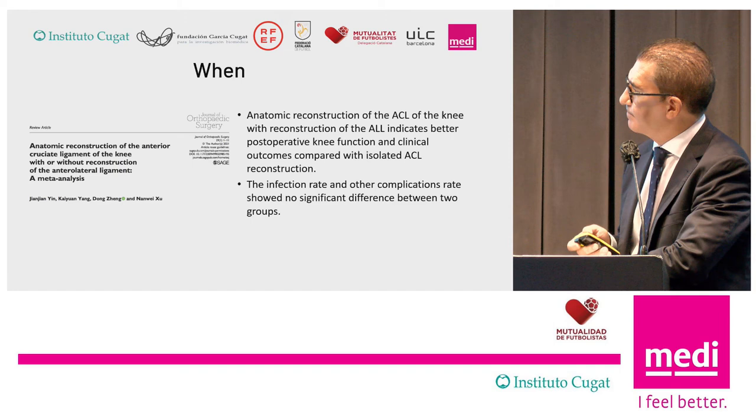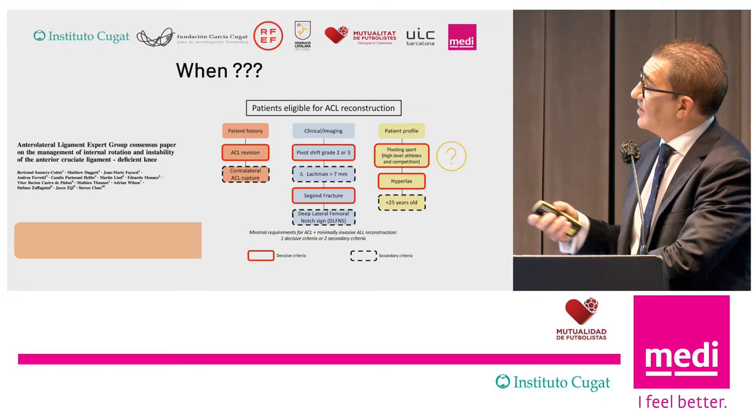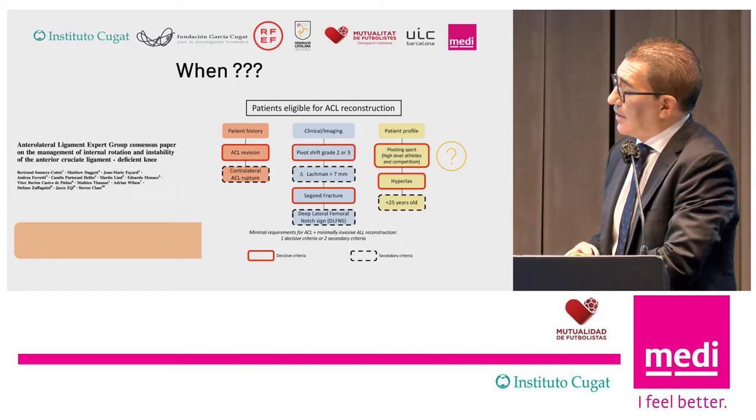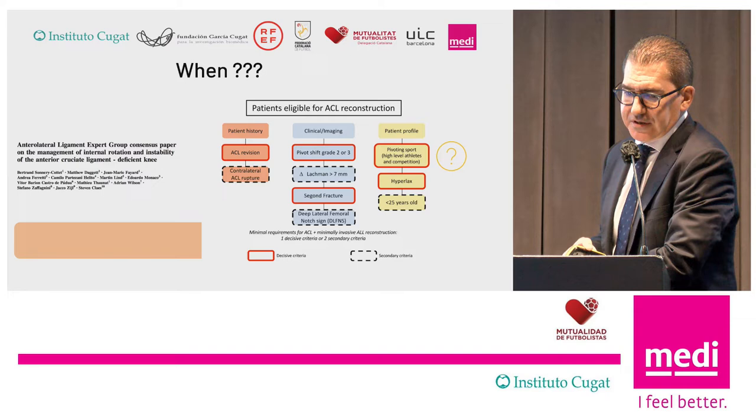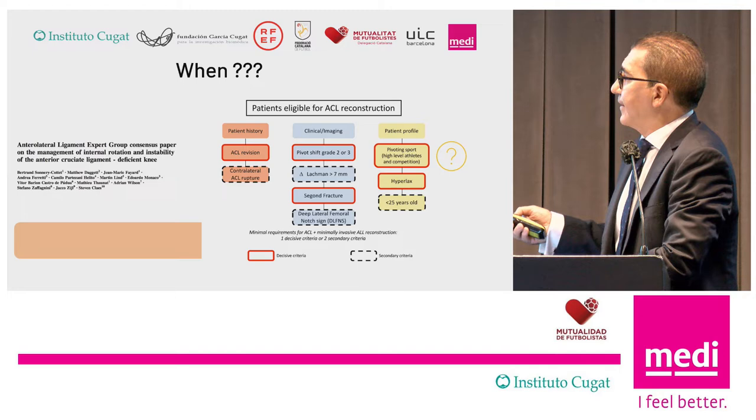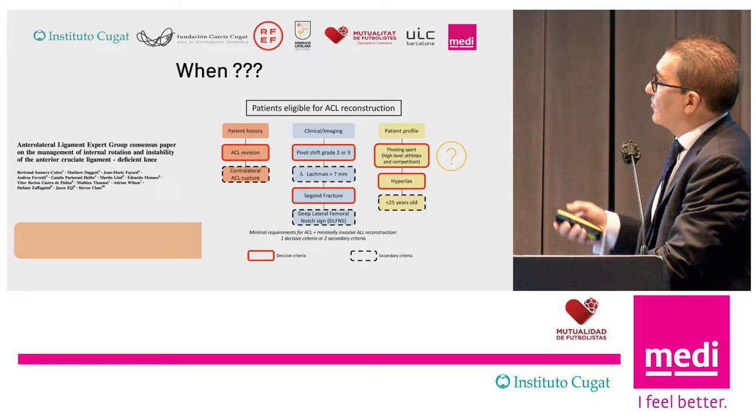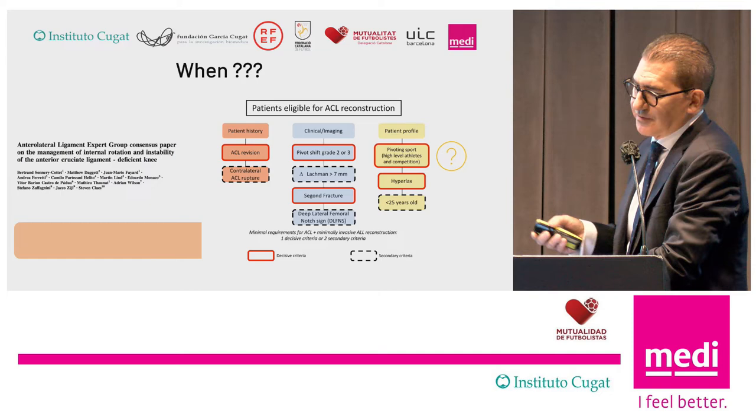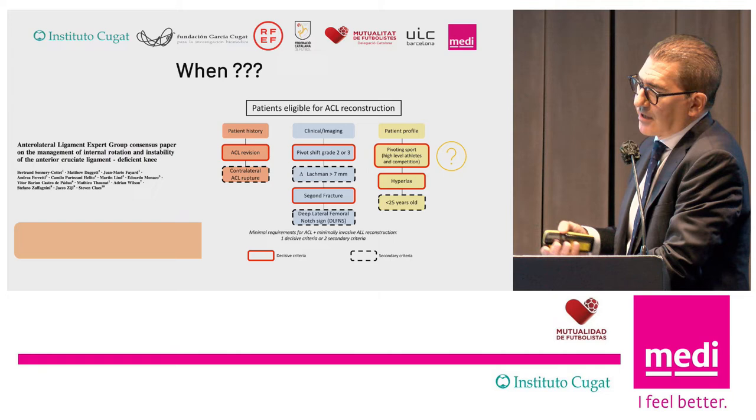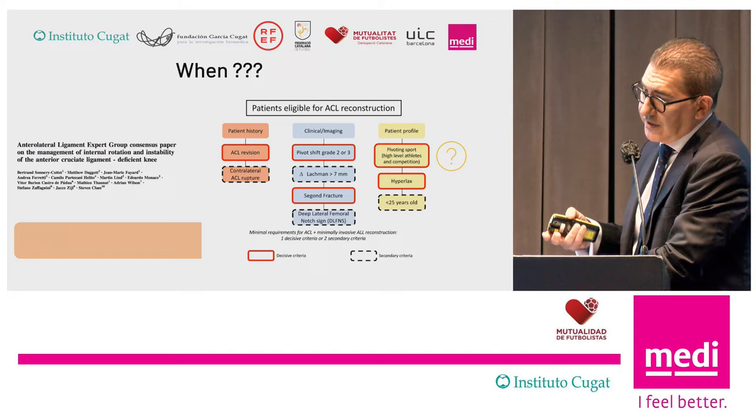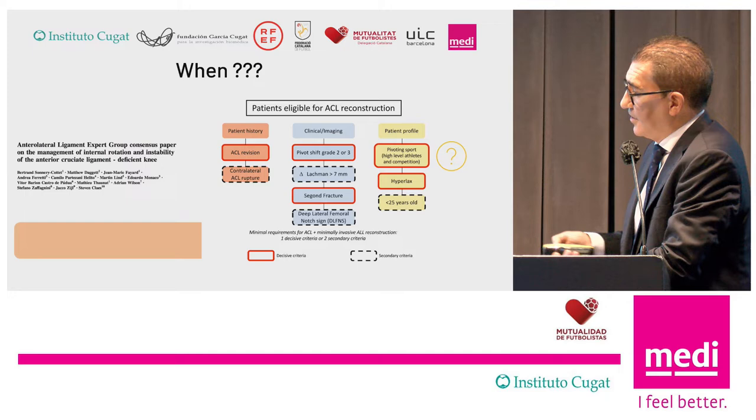This is the same meta-analysis I showed you in the past. And this is an algorithm proposed by a group of experts on anterolateral reconstruction. This group of experts, published 3-4 years ago, say that if we have one of the major conditions like Segond fracture, ACL revision, pivot shift grade 2 or 3, or pivot sports, I made here 10 questions because we don't completely agree on hyperlaxity, an anterolateral reconstruction is recommended. Also with two minors, like contralateral ACL rupture or less than 25 years old, it is also recommended.